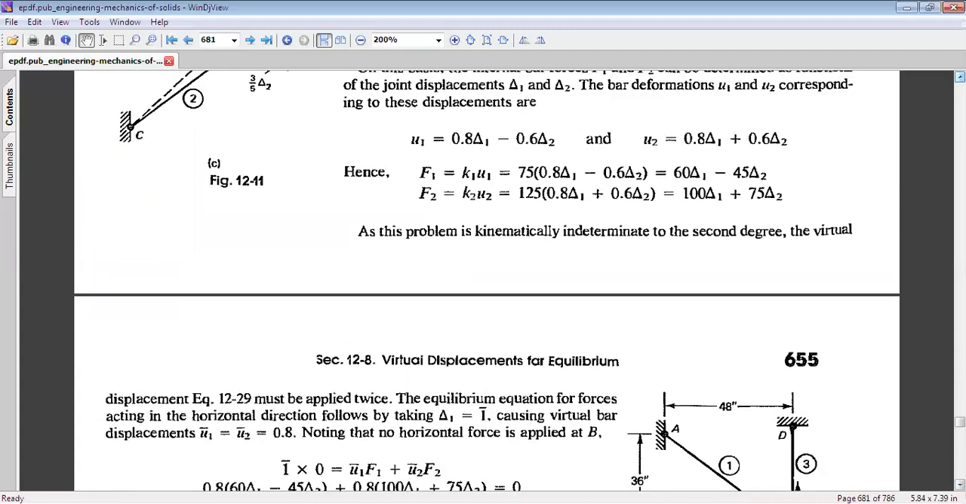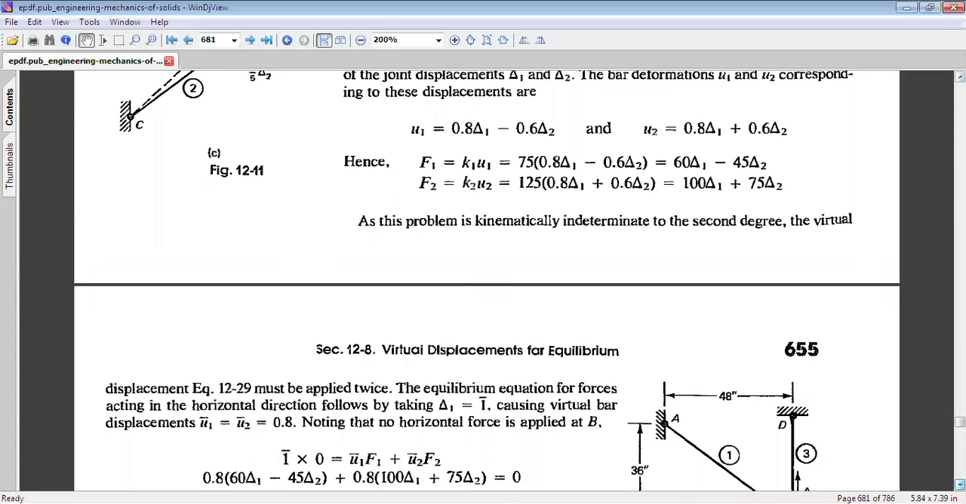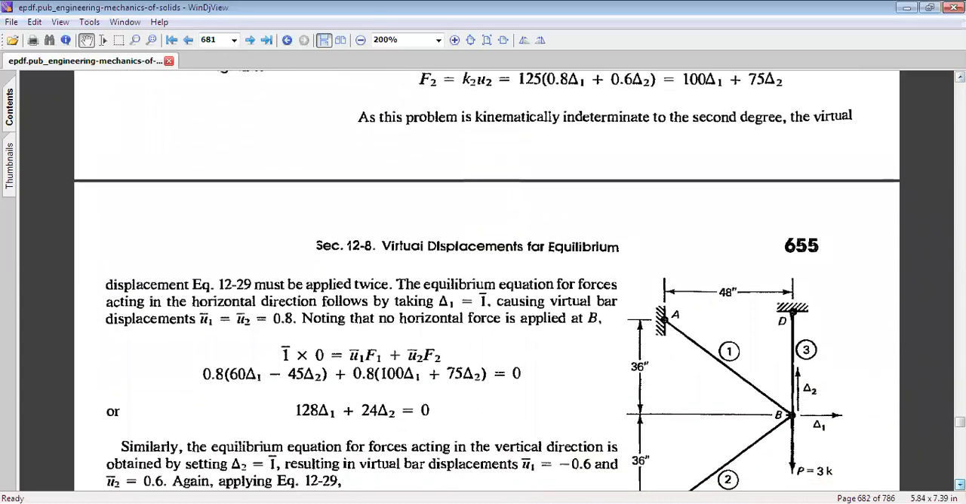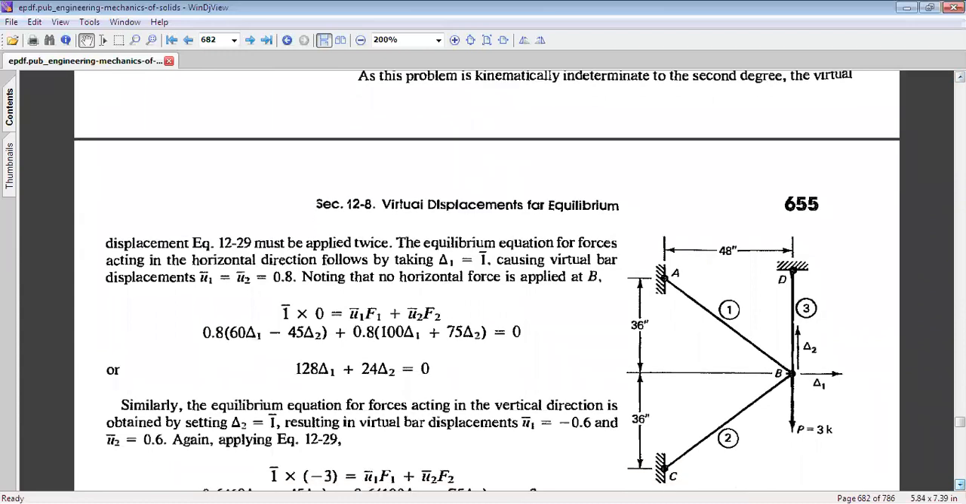Now F1 and F2 we have already determined here: 60 delta 1 minus 45 delta 2, that is F1, and F2 is equal to 100 delta 1 plus 75 delta 2. So if we substitute it here, then we get one equation: 128 delta 1 plus 24 delta 2 equal to 0.